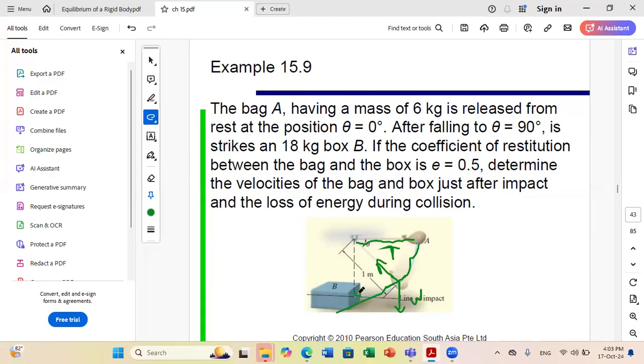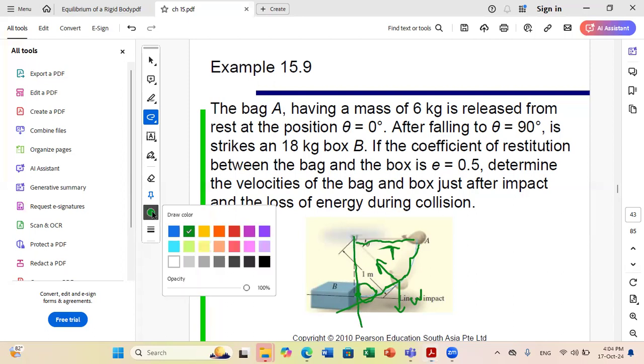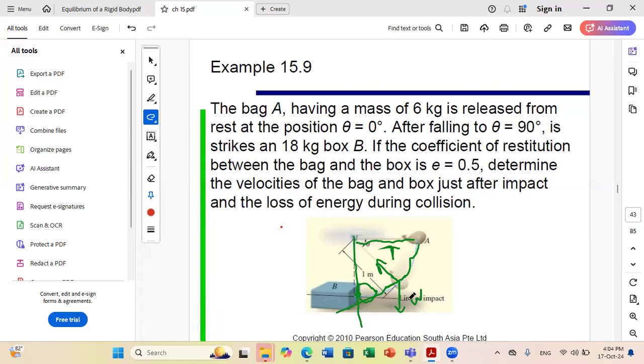Okay? But here, once it hits the box, if we draw the velocity, this is the bag. So the contact plane between the bag and the box is the vertical plane. So the line of impact, which is perpendicular to the plane of contact, is along the horizontal. And since the bag velocity at this position is along the horizontal, the velocity of the bag at state 1 is along the x direction. It's along the line of impact.